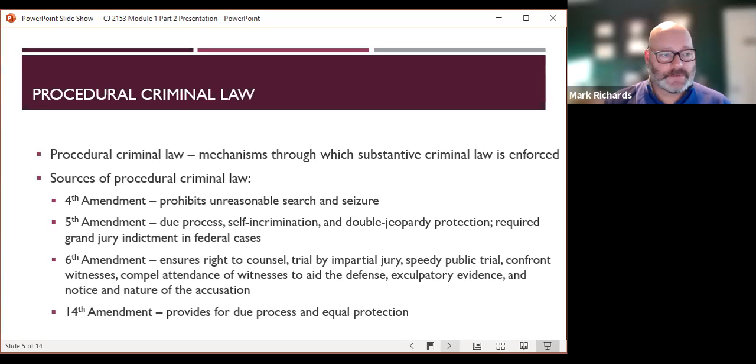The 6th Amendment ensures the right to counsel, trial by an impartial jury, speedy public trials, the ability to confront your witnesses, compel attendance of witnesses to aid in the defense, the right to exclude evidence, and the notice and nature of the accusation against the defendant. And then the final source of procedural criminal law is the 14th Amendment, which provides for due process and equal protection under the law.